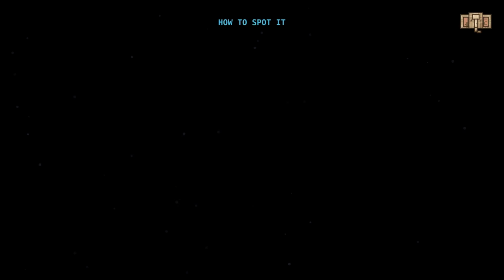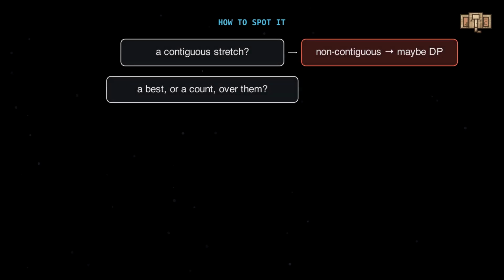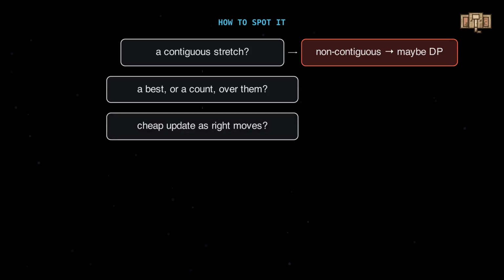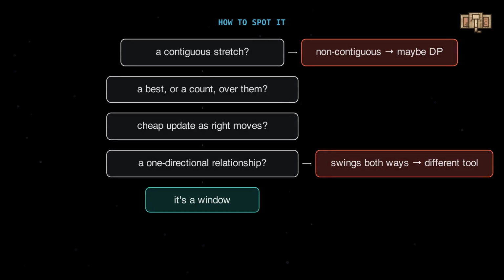How do you spot one? Ask 4 things. Is the answer a contiguous stretch? A best or a count over those stretches? Can you update cheaply as the right edge moves? And is there a one-directional relationship to lean on? 4 yeses, and it's a window. That last condition is the quiet one.